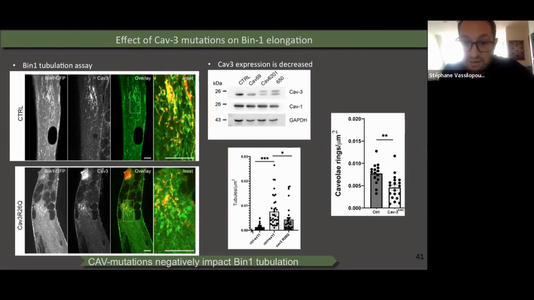So what you see here is the quantification of the T-tubules. If you have no exon 11 in bin1, you form no tubules. If you have exon 11, you start forming tubules, but in mutant patient myotubes, you have a strong decrease in the amount of tubules formed. And if you measure the rings formed in these myotubes, there are much fewer, at least almost half of the rings that you see in a control situation.